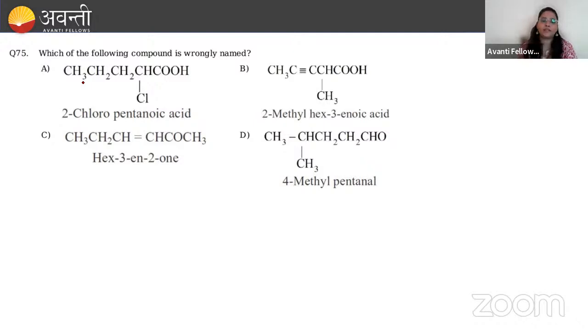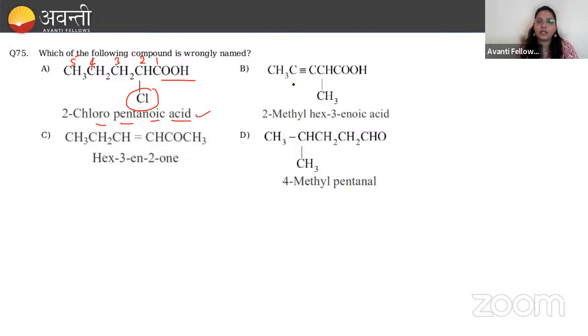Yeah. So this is correct. Okay. 1, 2, 3, 4, and 5. So at the second position, chlorine is present. So that's why it is 2-chloro and overall 5 carbon atoms are present. And it ends with the "oic acid" because it contains COOH as a functional group. Right? So 2-chloropentanoic acid. This is the correct name.